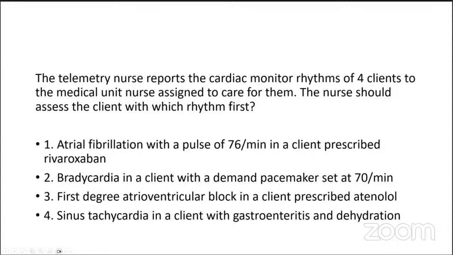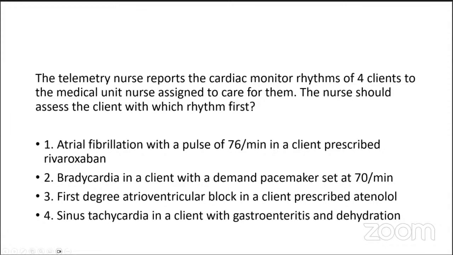Okay. So again, we have the same question on our screen. It says the telemetry nurse reports the cardiac monitor readings of 4 clients to the medical unit nurse assigned to care for them. The nurse should assess the client with which reading first. Again, this is a who-do-you-see-first kind of question. In our course, we would have taught you all of those techniques you need to use to prioritize. Again, it's not like you must know all of your topic. It's about using those techniques to prioritize and know which technique I want to use to eliminate the wrong answer choices.